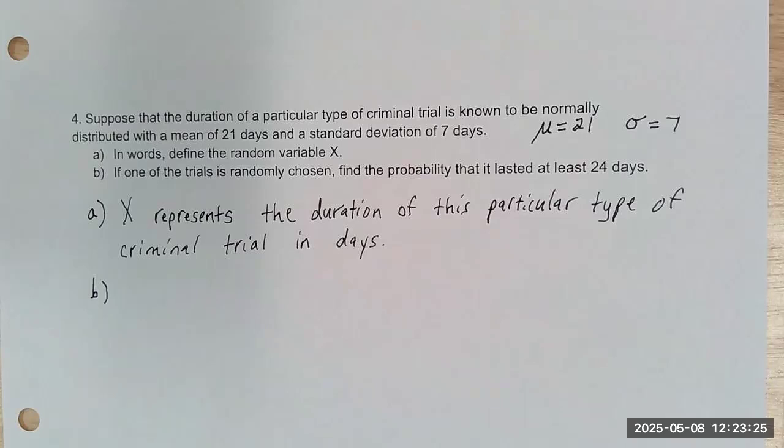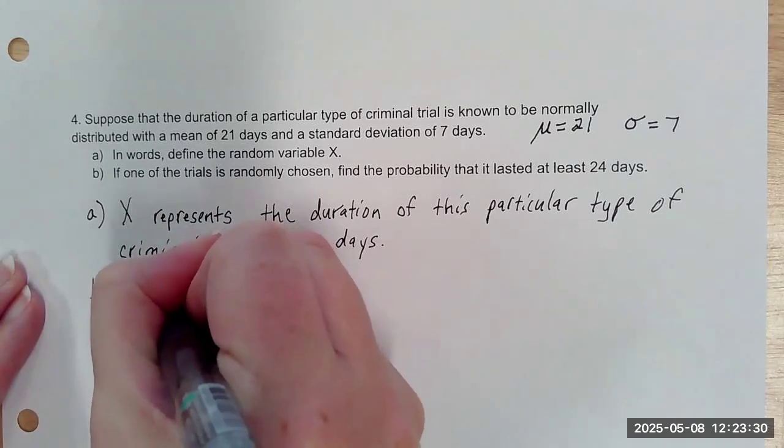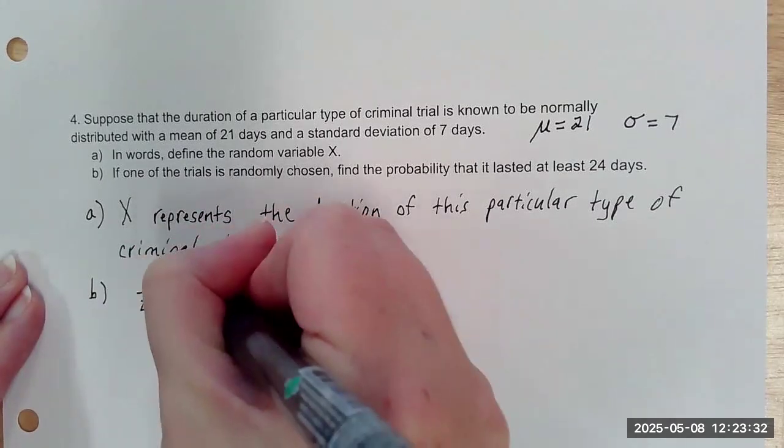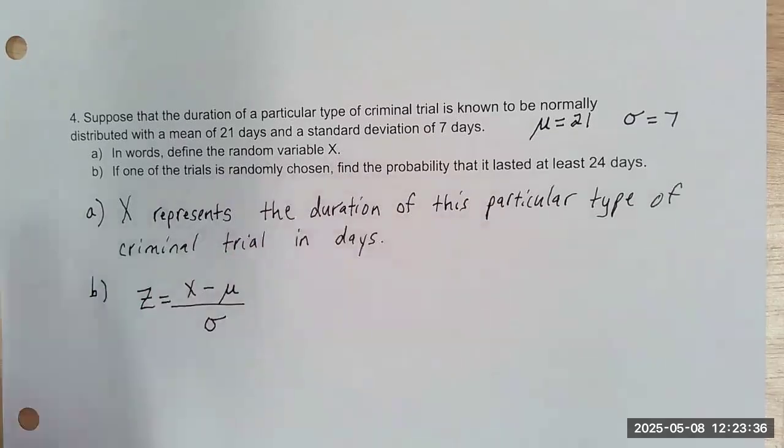So what we're doing is we're using that Z formula. Z is equal to the X that they give you minus the mean divided by the standard deviation to get ourselves a standardized score that's going to let us then go use that Z table for us to find out a probability that it lasts more than, or it says at least, not more than 24 days. At least 24 days means 24 days or 25 days or 26 days or more.